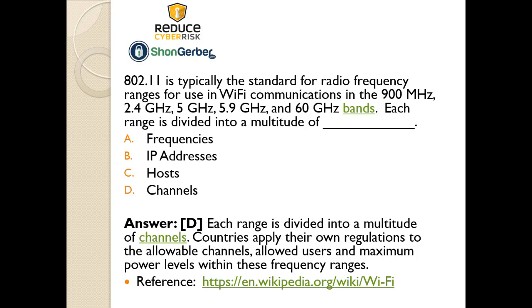A, frequencies. B, IP addresses. C, hosts. Or D, channels. Okay, again, what are they broken into? Frequencies, IP addresses, hosts, or channels? Answer is D. It is channels. Each range is divided into a multitude of channels, and countries will apply their own regulations to allow the amount of channels that they're going to give you for users and a maximum power levels within these frequency ranges.